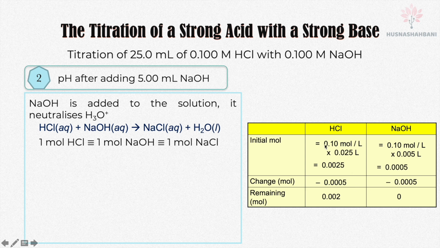So initial mole. 0.1 molar, mole per liter, is molar. The molarity times the volume. Volume must be in liter because the molarity is mole per liter. So to calculate the initial mole, molarity times the volume. The initial mole of HCl is 0.0025. The initial mole for sodium hydroxide is the molarity times the volume of sodium hydroxide added, which is 5 ml, so 0.005 liter.